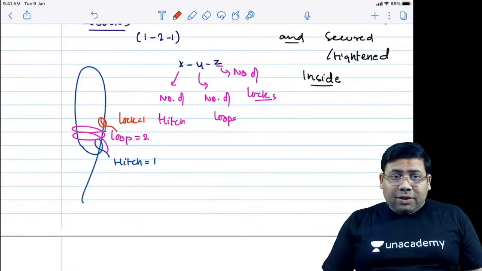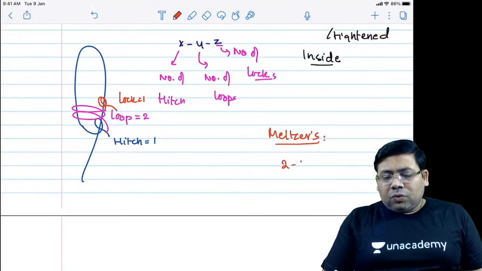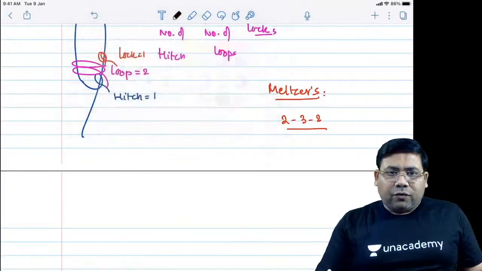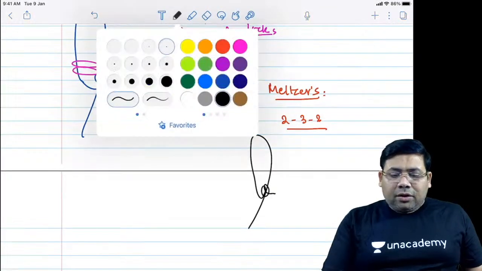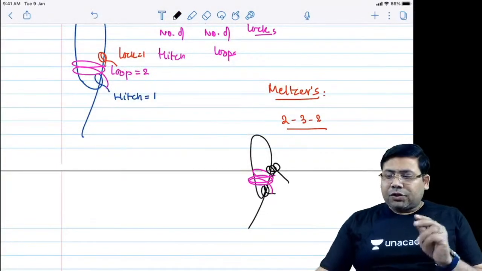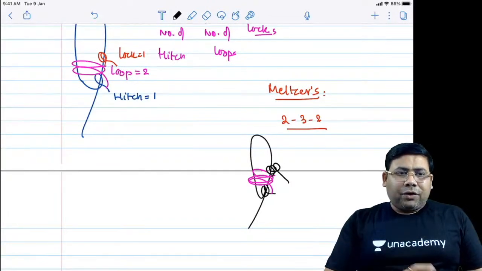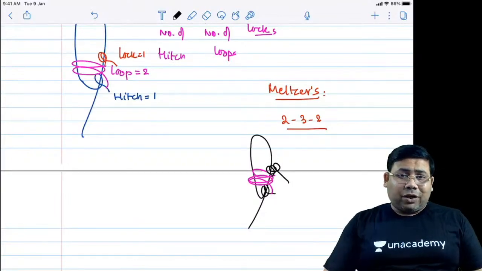Similarly, what will be the Melzer's knot? The answer is 2-3-2. Just try to understand this 2-3-2 formula: 2 hitches, then 3 winds, and then again 2 locks. I'll show it to you. If you have seen my latest YouTube video on laparoscopic appendicectomy, I've shown how we make this knot.